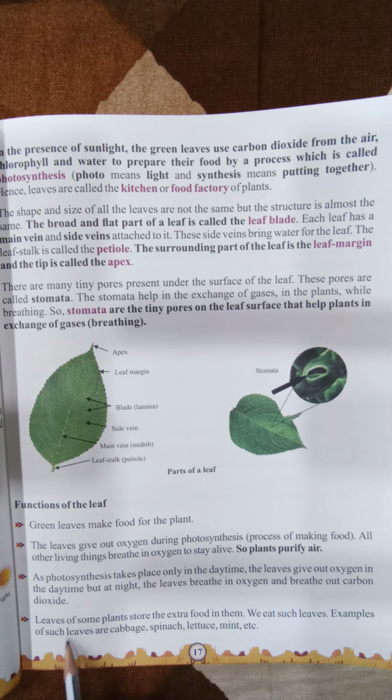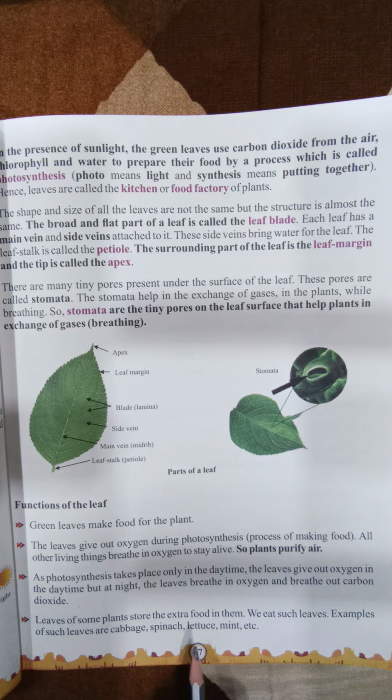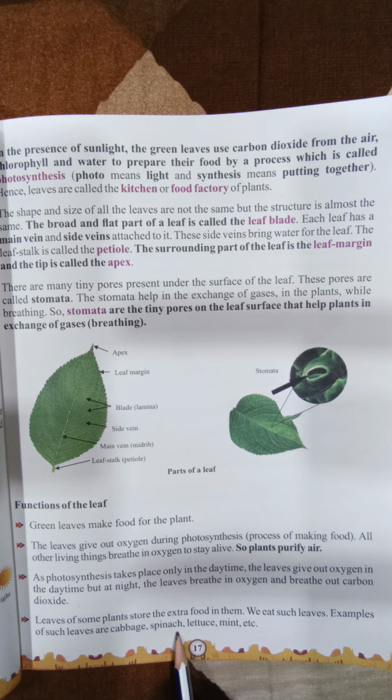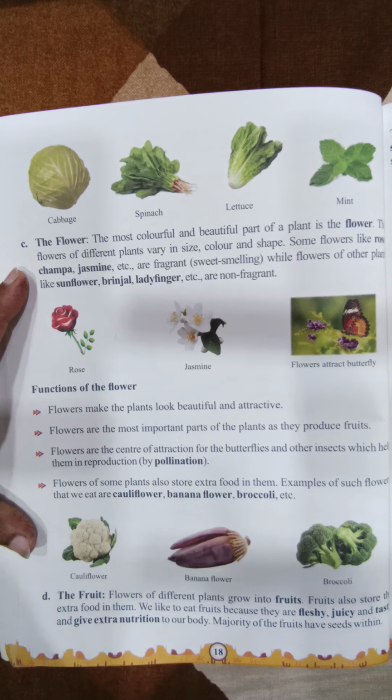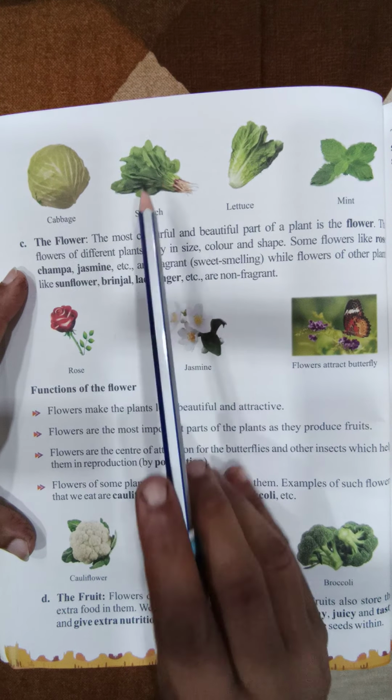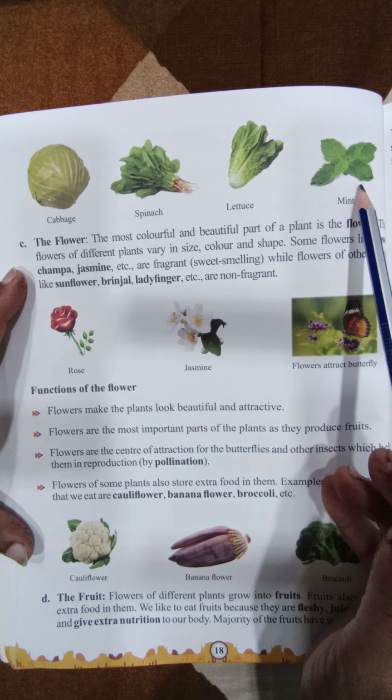Okay, leaves of some of the plants store extra food in them. We eat such leaves. Examples of such leaves are cabbage, spinach, lettuce, mint, etc. So some of the plants have leaves which store extra food, and these plants are cabbage, spinach, lettuce, and mint.